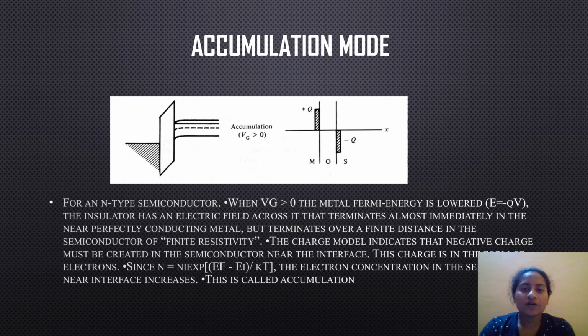Now I'm going to discuss and explain each and every mode. The first mode is the accumulation mode. In this accumulation mode, Vg should be greater than 0. Accumulation is whatever the doping elements or electrons present in any of the material. It should accumulate the holes in the p-type substrate.